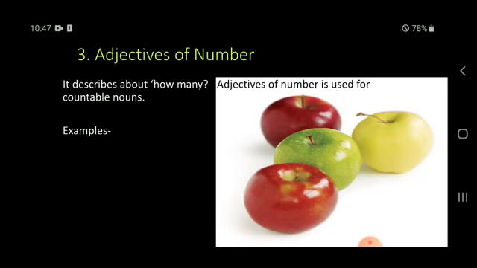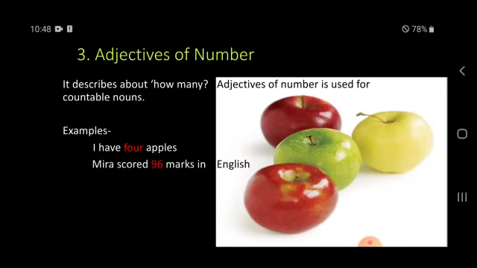Let me give you an example here. I have 4 apples. So 4 is the number of the apples. How many apples do you have? You have 4 apples. So 4 describes the number. Mira scored 96 marks in English. So 96 is the marks scored by Mira. So 96 is the adjective of number.